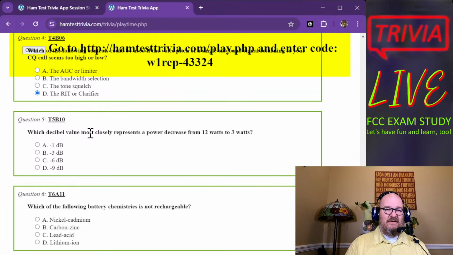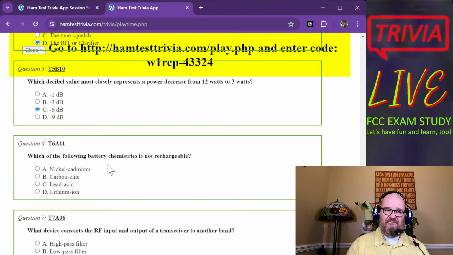Which decibel value most closely represents a power decrease from 12 watts to 3 watts? I think if you halve, that's -3 decibels. So I'm going to say -6 decibels and hope I'm right. I sure hope so. You guys, I hope, are doing better.